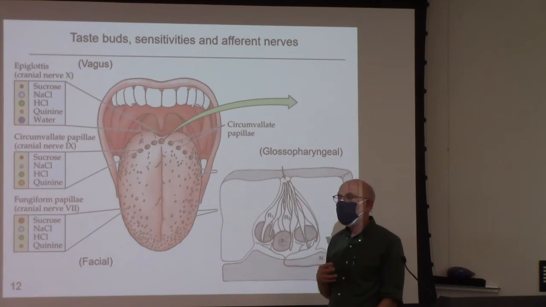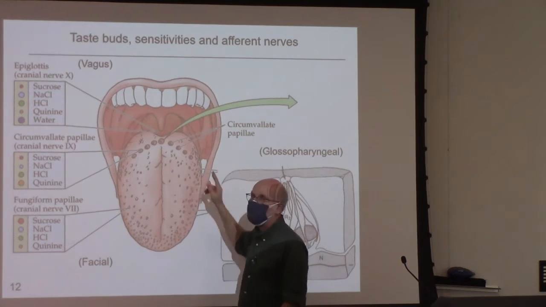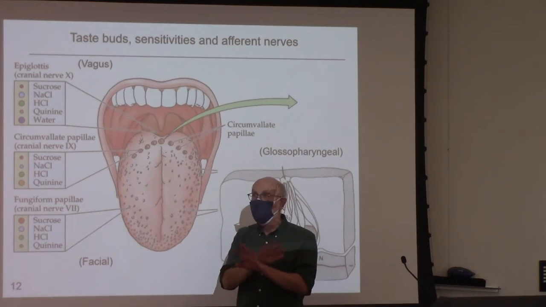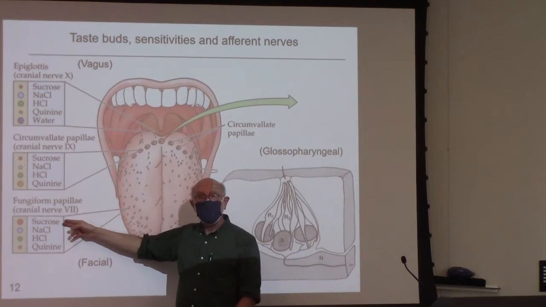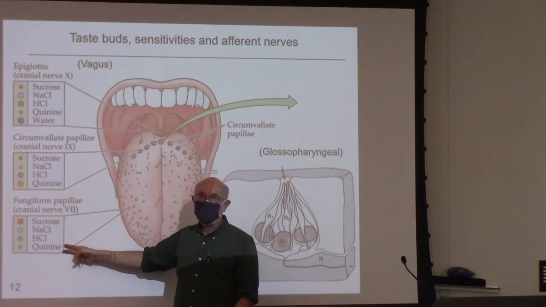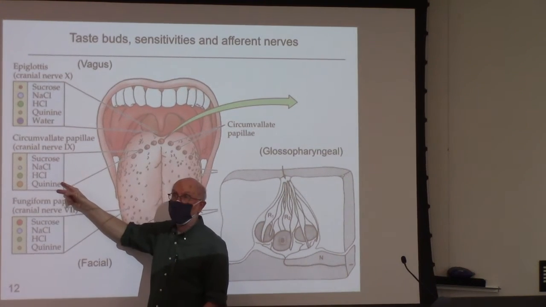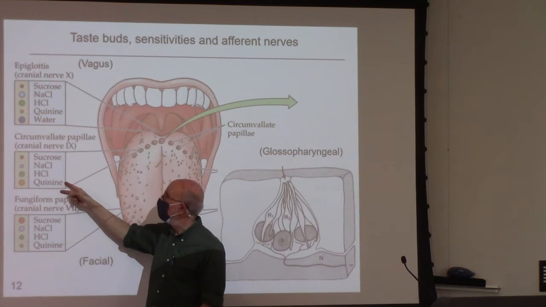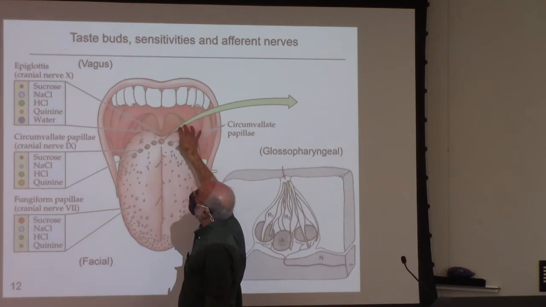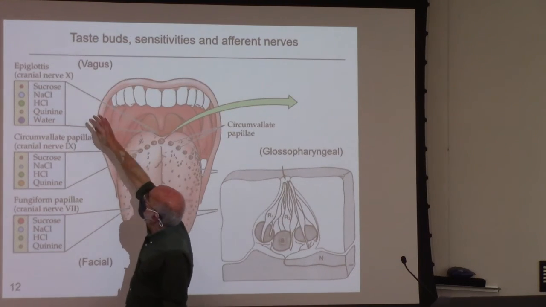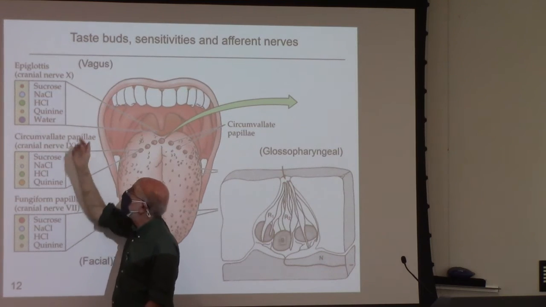You may have heard that the tip of the tongue transduces sweet and the back of the tongue transduces bitter, and that's wrong. The tip of the tongue is better for detecting sweet, but it also detects bitter. The back of the tongue is better for detecting bitter, but it also detects sweet. The throat is best for detecting salty, but it detects all of them.